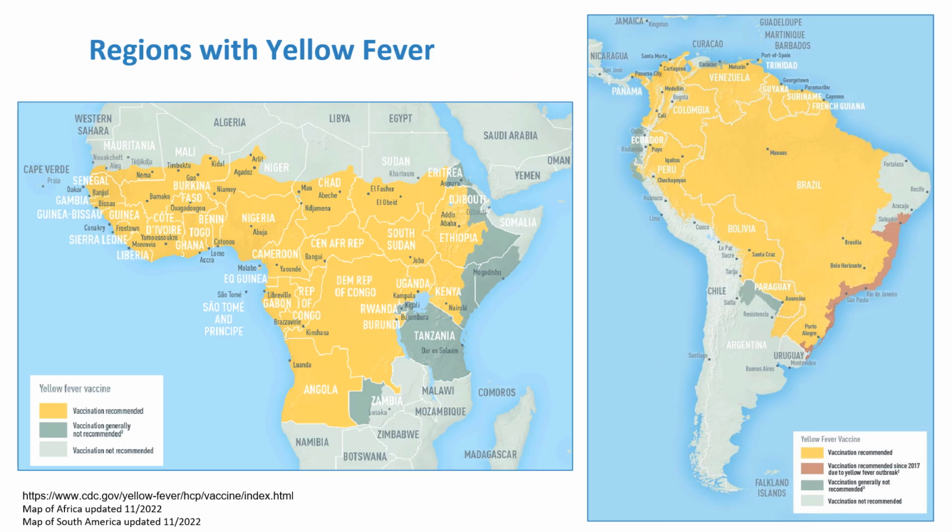These two maps show regions where there have been cases of yellow fever, and in yellow are the areas where vaccination is recommended. So you can see the map on the left is of various countries within Africa, and then the map on the right is various regions of South America. So in Brazil in particular, there was an outbreak in 2016 through 2018, which is why so much of Brazil is included in that yellow fever vaccine recommendation. And these maps were last updated in November of 2022.